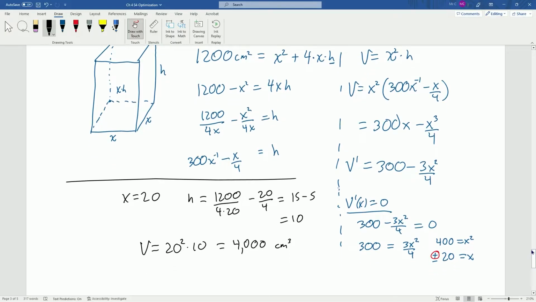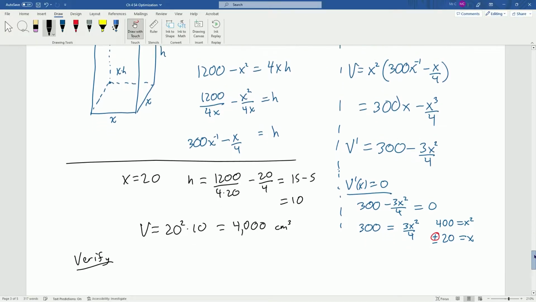But we should go ahead and verify that this is indeed a maximum. So if we take a look at our derivative, I think I'm going to go back to the second derivative test here, because then I just get negative 6x over 4. And for positive values of x, this is negative, so it's concave down. So this confirms it is a maximum.